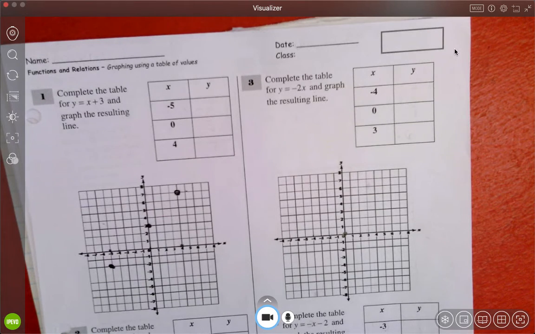Hey, is that my paper? Yeah, just erase it. I only have one copy.